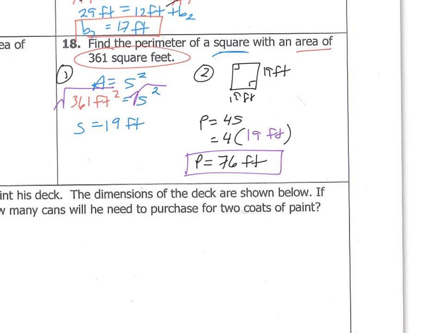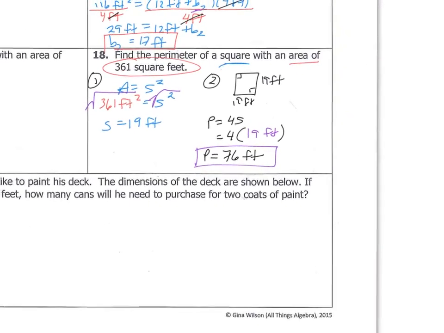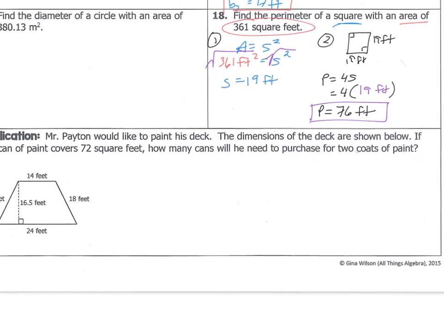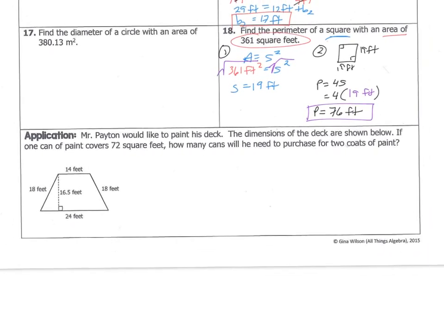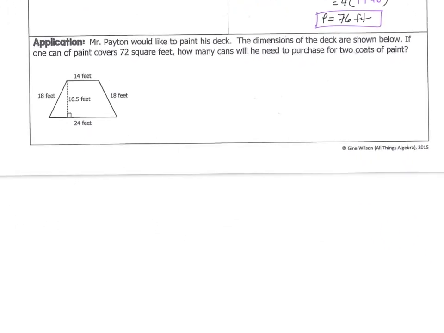Then the last problem is the one that you're going to suffer a little bit with because it's your full application. There's a lot of parts to this problem. And you have one like this on your homework. So the question says, Mr. Peyton would like to paint his deck. The dimensions of the deck are shown below. If 1 can of paint, and this is important, 1 can of paint covers 72 square feet, how many cans will he need to purchase for 2, that's important, coats of paint?